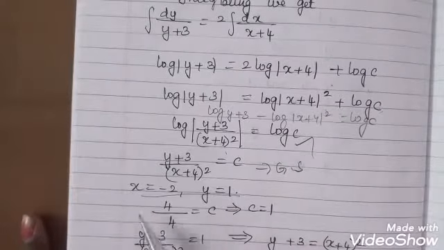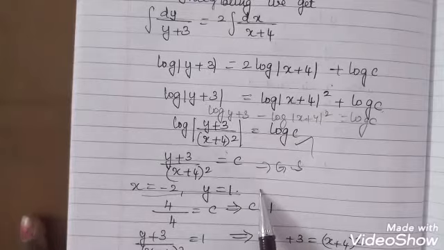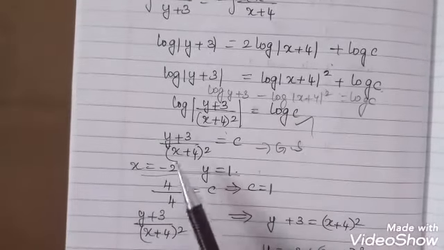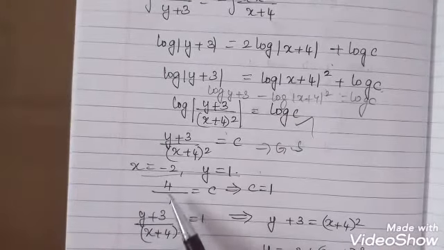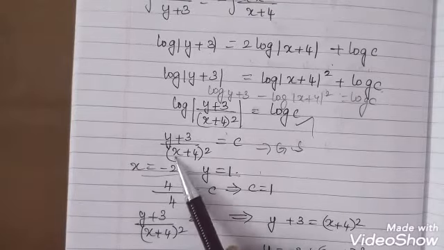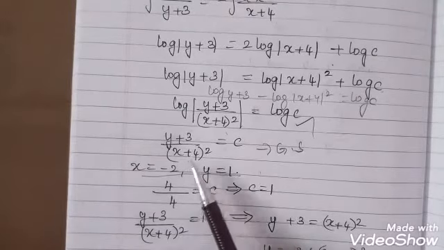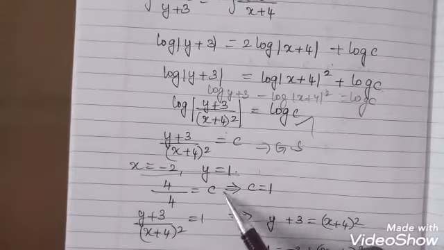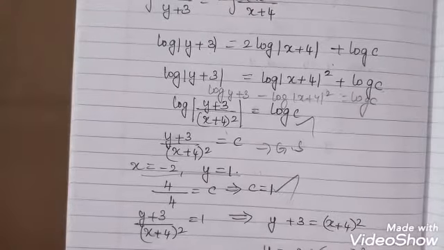Now, x is equal to minus 2 and y is equal to 1. When I substitute it, what will I get here? 1 plus 3 is nothing but 4 divided by minus 2 plus 4 the whole square. That's nothing but 2 squared. So 4 by 4 is nothing but equal to 1. So you will get c is equal to 1.